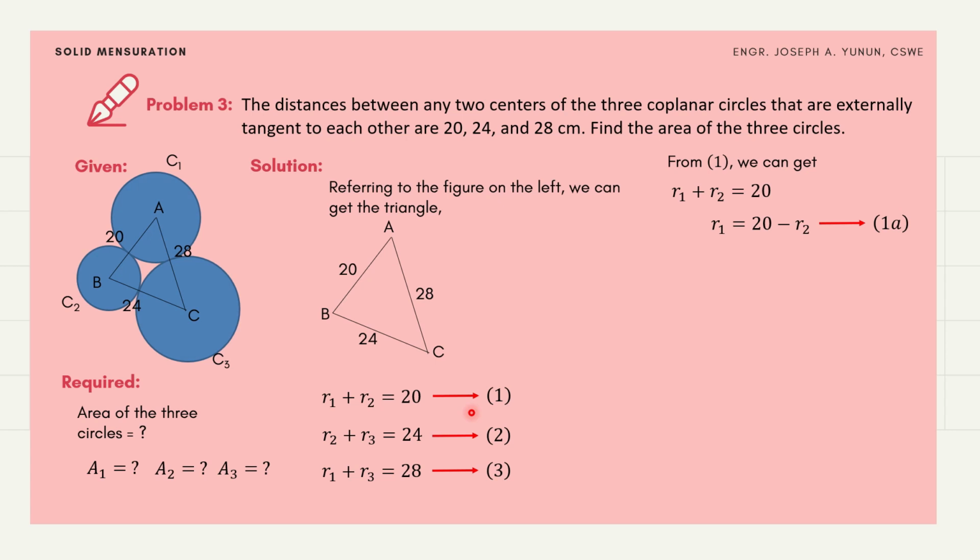Now I'll use equation 3. I'll substitute the value of R1 from equation 1a into equation 3. From equation 3, we have R1 plus R3 equals 28, and the value of R1 is 20 minus R2, so 20 minus R2 plus R3 is equivalent to 28. Simplifying this, we get negative R2 plus R3 equals 8, and this is equation 4.